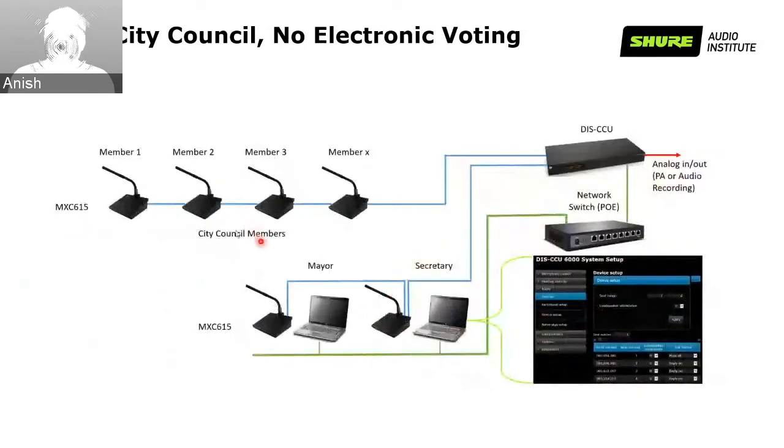So multiple members will be using the MXC 615. So the city council members will have a separate chain, and you'll have a separate chain for the mayor and the secretary. So it's always ideal to keep the chain separate in this scenario. And each of them will have a browser-based control for managing the particular meeting.